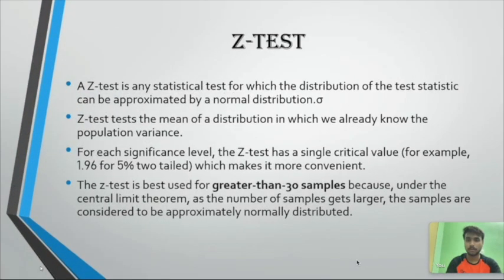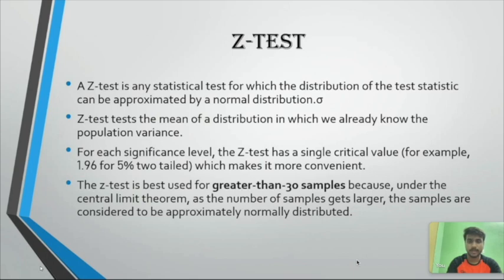I am Rahul Dhiman. Now I will talk about the Z-test that we carried out in our project. It tests the mean of a distribution whose population variance is already known. It has a single critical value, which makes it more convenient and easy to use. As the sample count increases, the samples are considered to be approximately normally distributed.